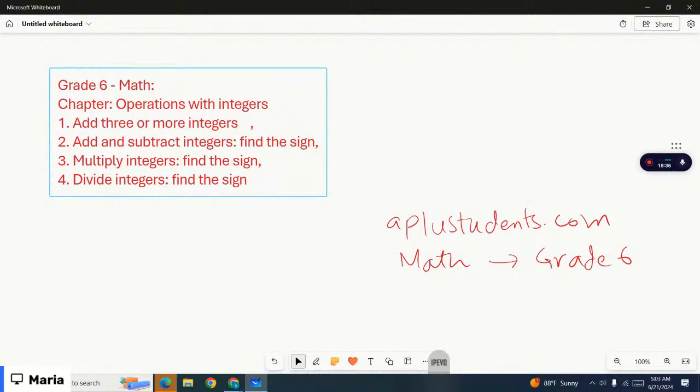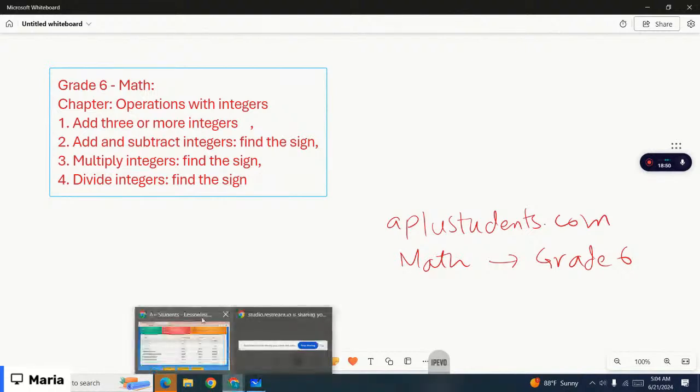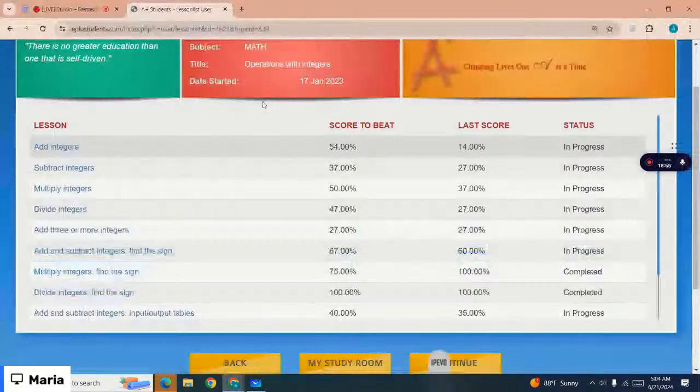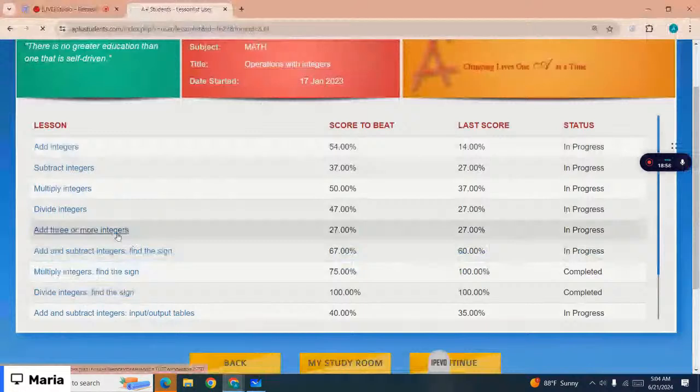Start with the lesson operations with integers, and the lessons we're going to cover today are add three or more integers, add and subtract integers, find a sign, multiply integers, find a sign, and divide integers. Let's just start with the lesson. Here I'm on grade 6 math. The chapter we are on right now is operations with integers. Let's start with this lesson, that is add three or more integers.